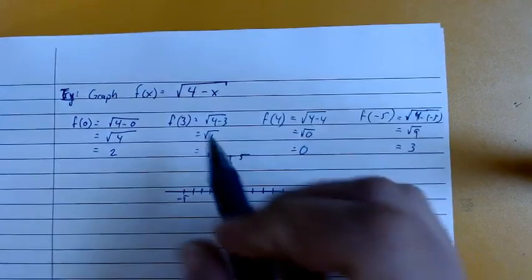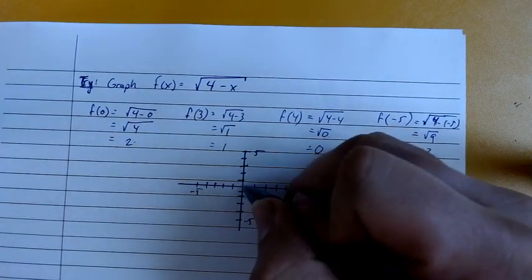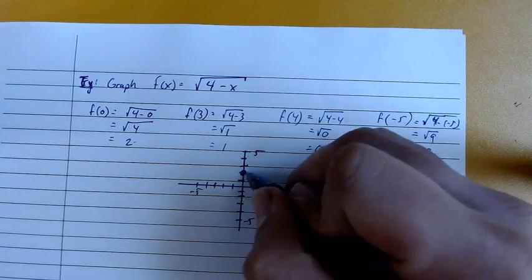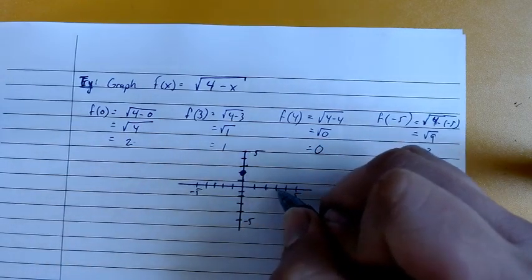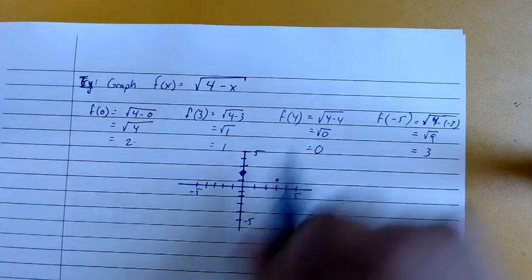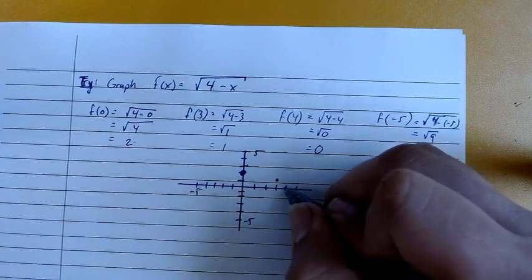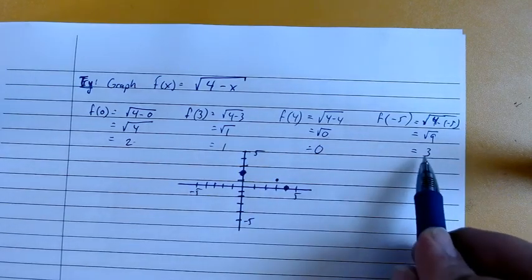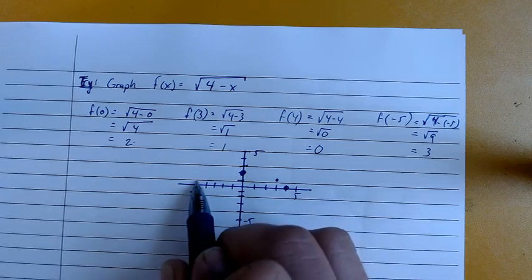All right. My points are, now remember I plugged in 0 here and I got 2, so 0, 2. 3, 1. Okay, so 3, 1, 2, 3, 1 right there. And then I plug in 4 and I got 0, so 4, 0. So right there, 4, 0. And then over here I've got, if I plug in -5, I get +3. So 1, 2, 3.